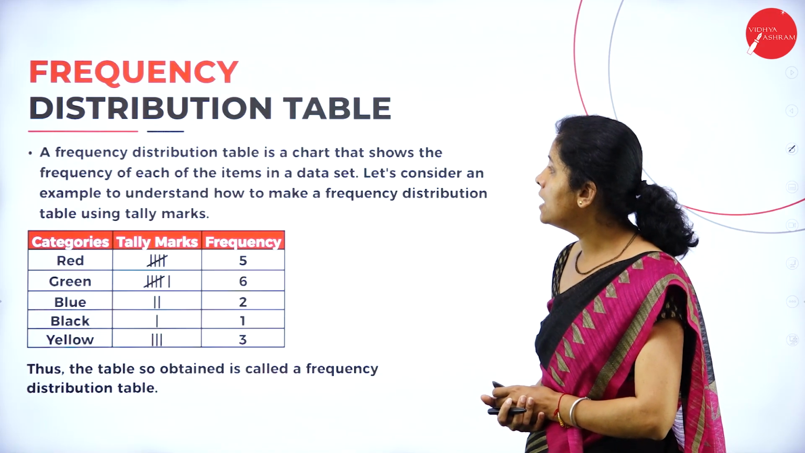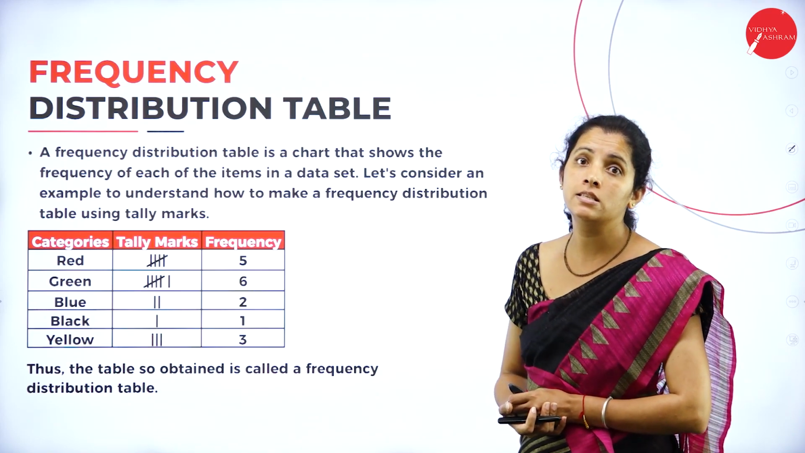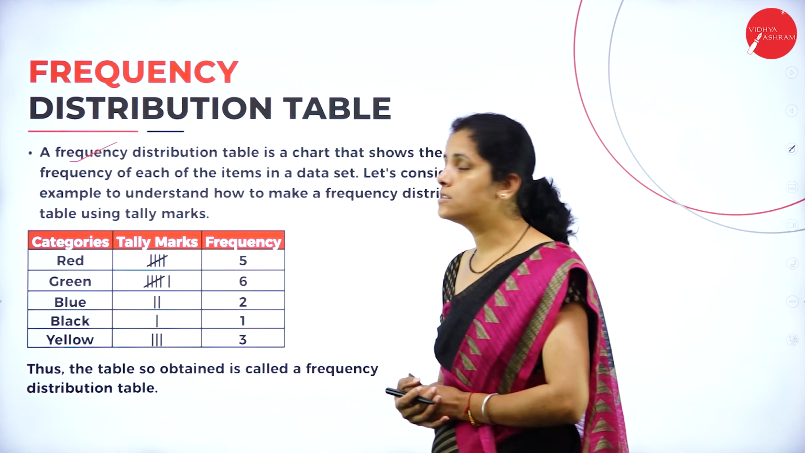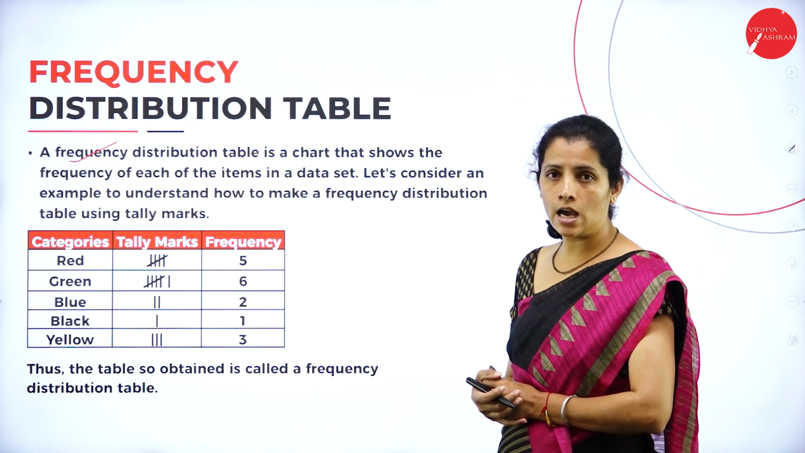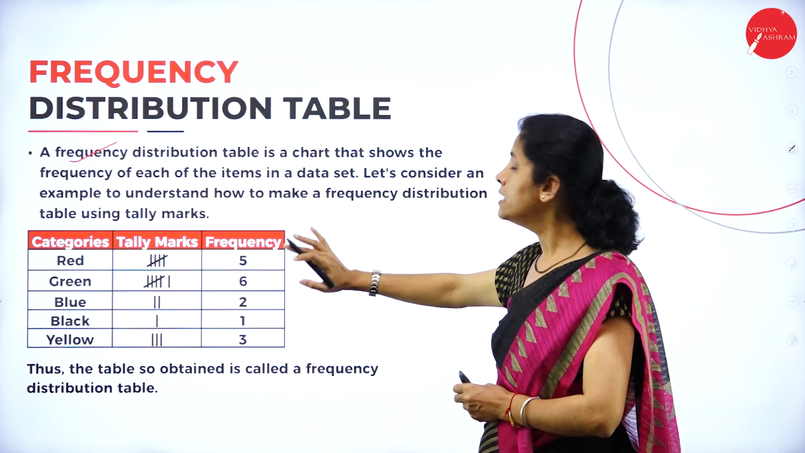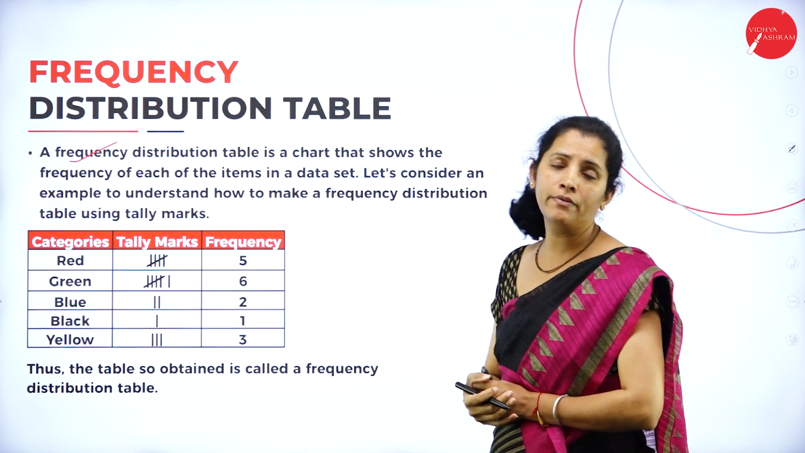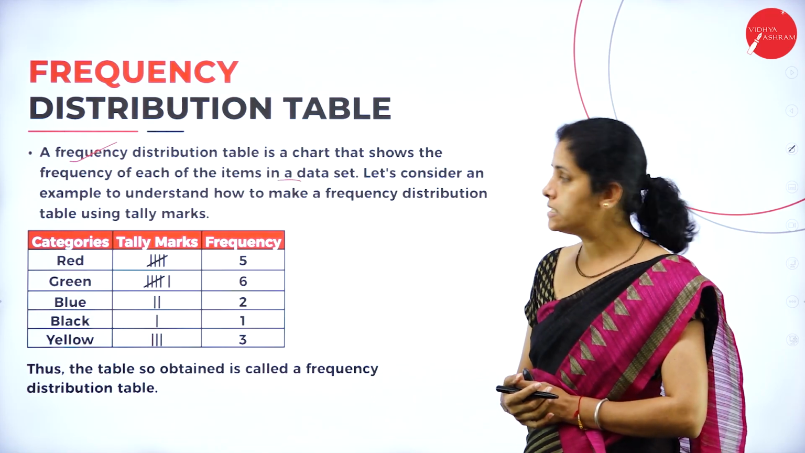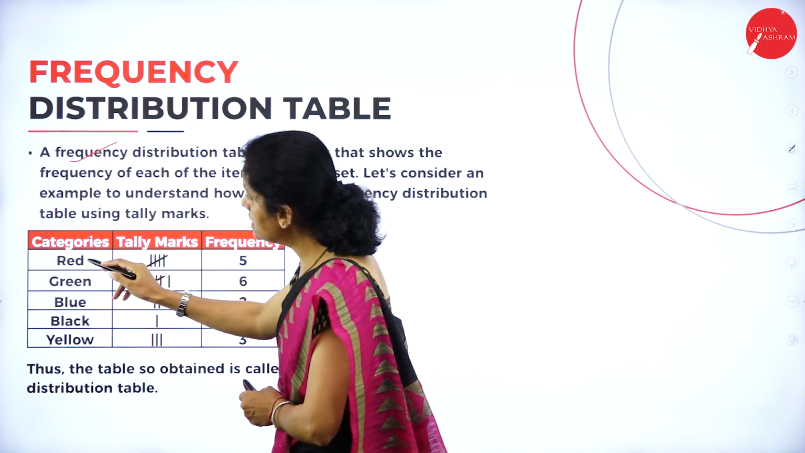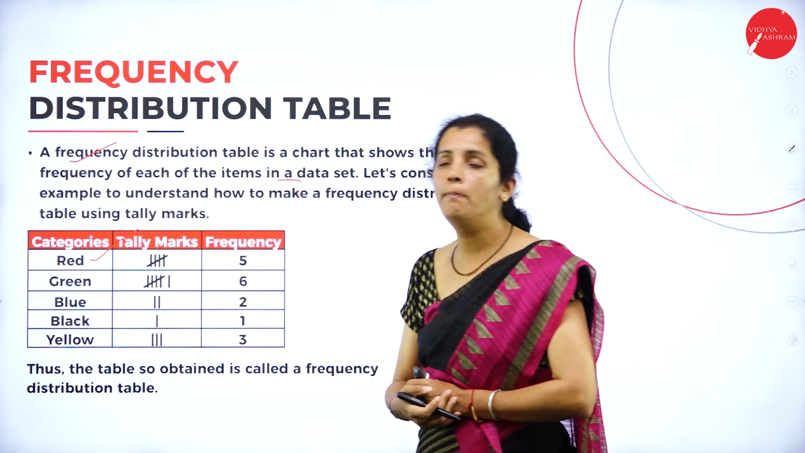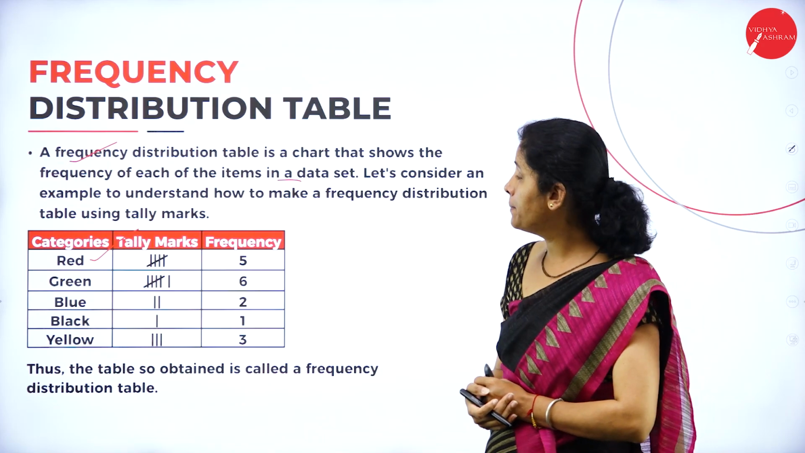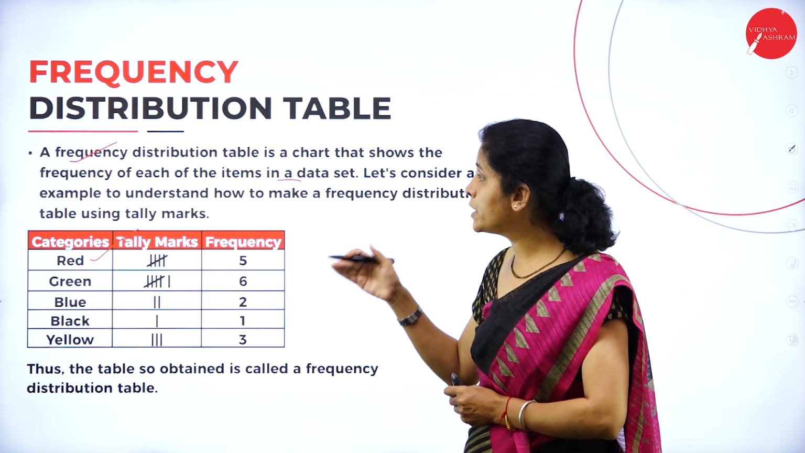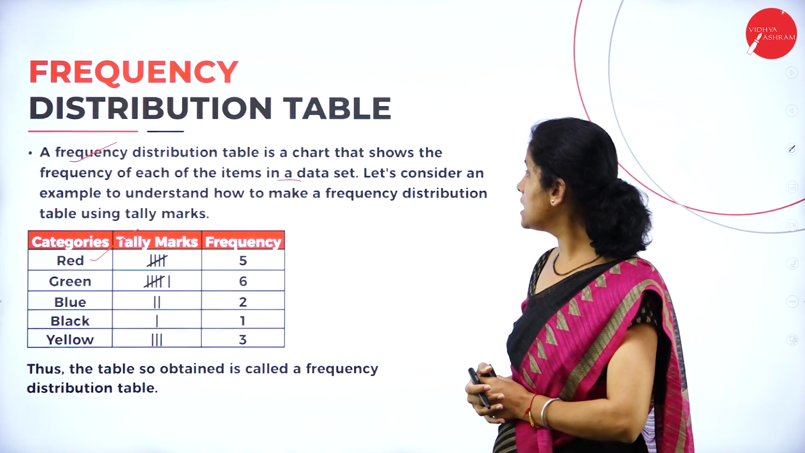Now dear student, I am going to have the frequency distribution table. See here, a frequency distribution table is nothing but a chart. Okay, it's nothing but a chart that shows the frequency of each item in a data set. See here, if I consider red, green, blue, black and yellow, this is nothing but the data set. Now I want to identify the frequency of this data set.